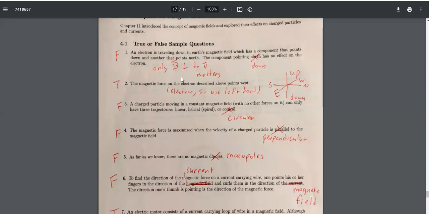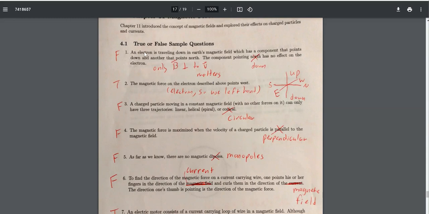Okay, so the first question says an electron is traveling down in Earth's magnetic field, which has a component that points down and another that points north. The component pointing down doesn't matter. Only the part of the magnetic field that's perpendicular to the velocity matters. Okay. All right, now the magnetic force on the electron described above points west.